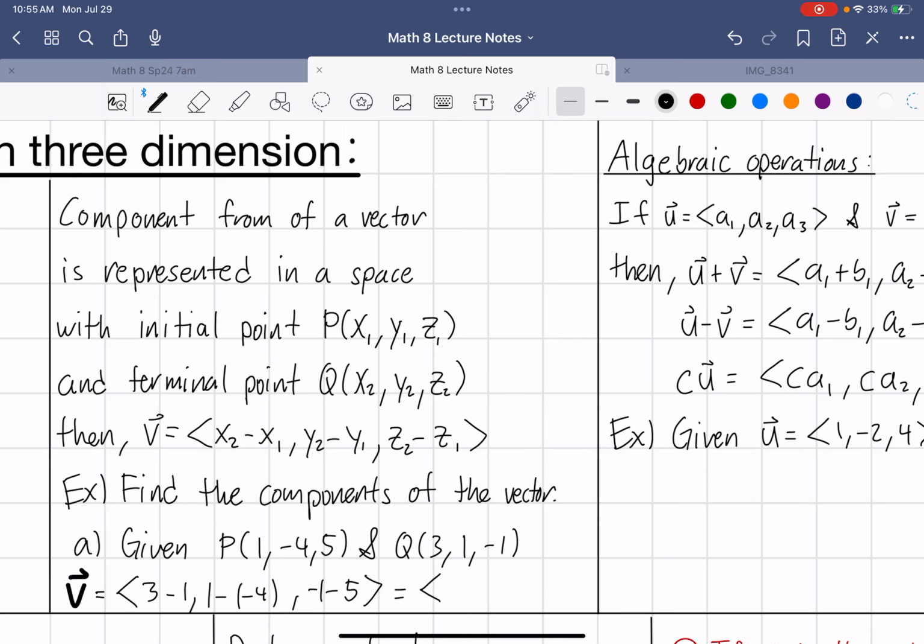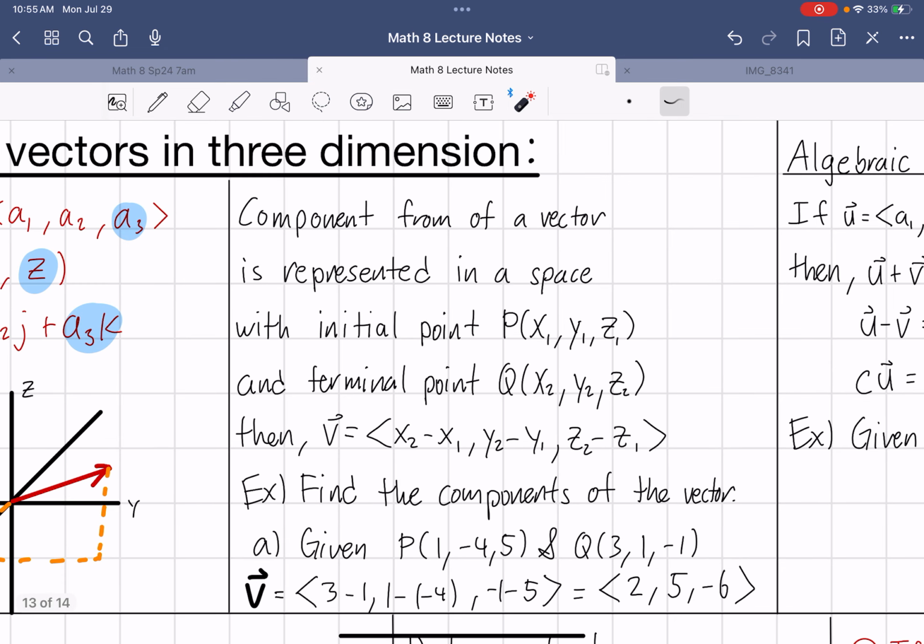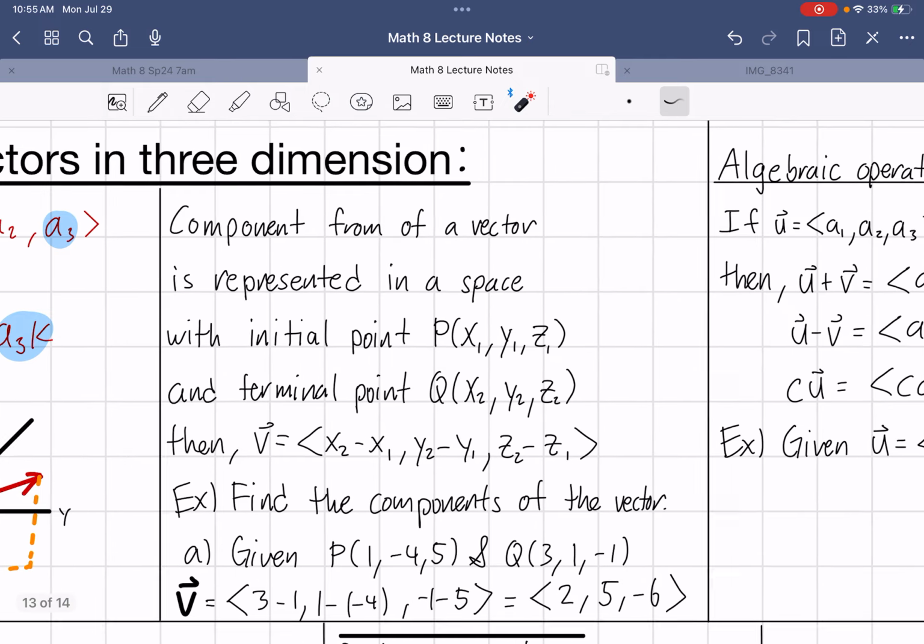And then here's my vector. I have 2. That's going to become 5. And then -6. So again, all I did is just the same work, just did it to one more point. That's all. But this is still a vector, it's just in 3 dimensions.